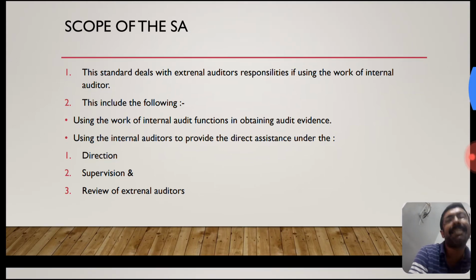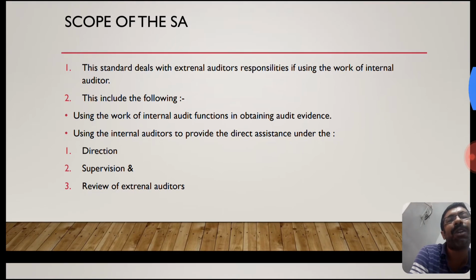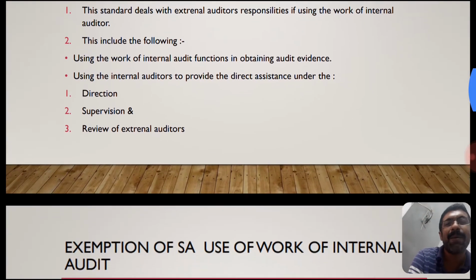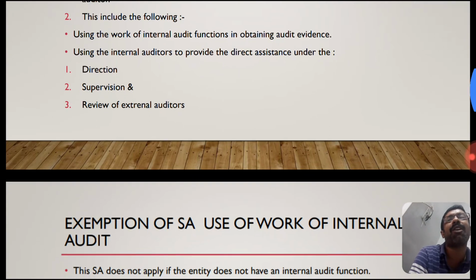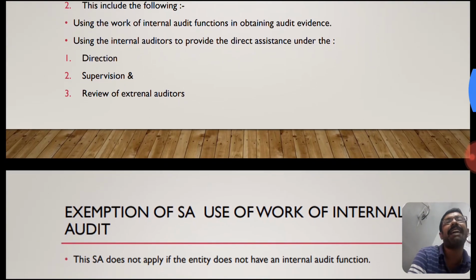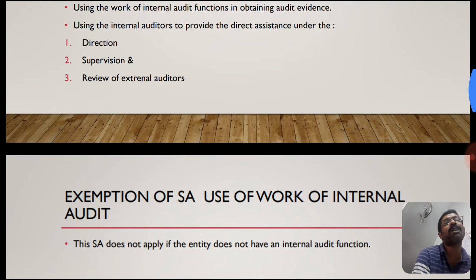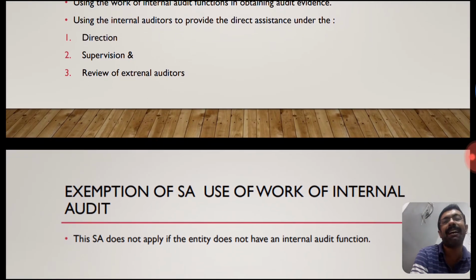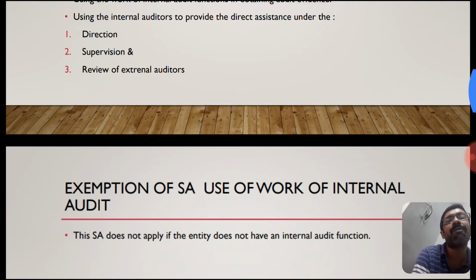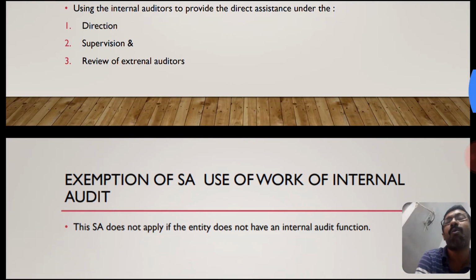And a special rule: when the auditor avails the direct assistance of internal auditors, then it is solely the responsibility of the external auditor to direct the internal auditor on how to do the work, supervise the work performed by the internal auditor, and review the work to ensure quality control.